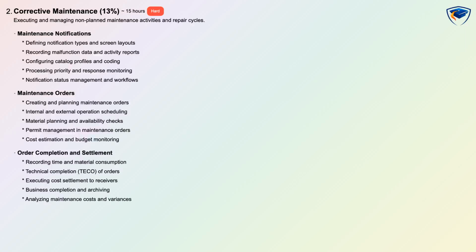You will learn to configure and process maintenance notifications, record malfunctions, set up catalog profiles and workflows, and monitor priorities and statuses. You will also plan and execute maintenance orders, handle material planning, permits, scheduling, and perform order completion steps like time and material recording, TECO and cost settlement.